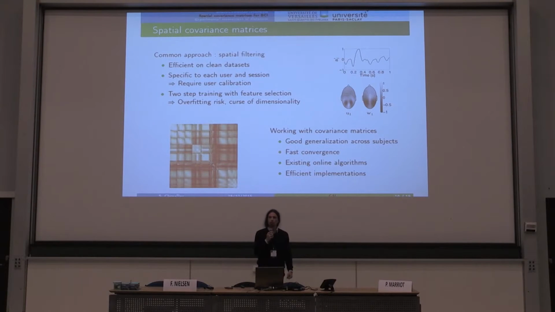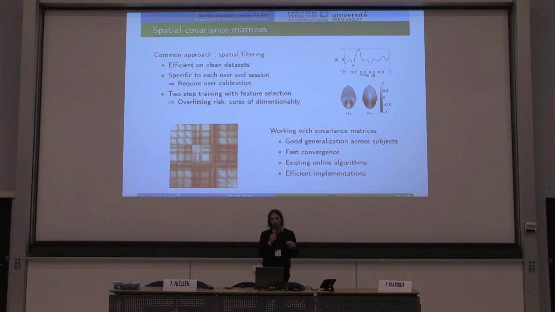So why use covariance matrices and Riemannian geometry to process this brain signal? Common approaches use spatial filters, which are very effective on clean data sets, and which are specific to each user and each session. So you train your spatial filters each time you need to make a recording.